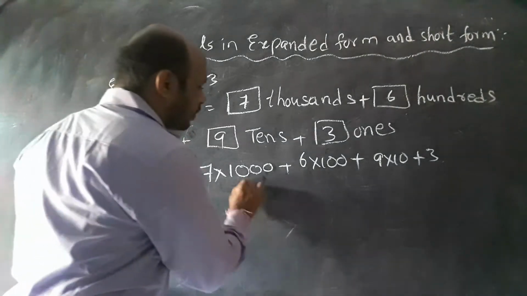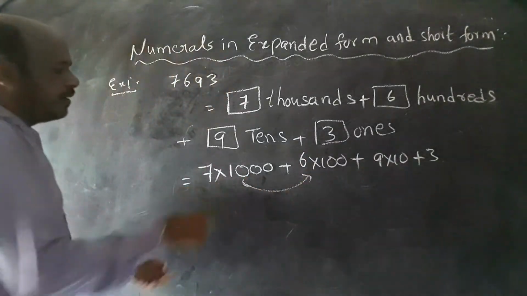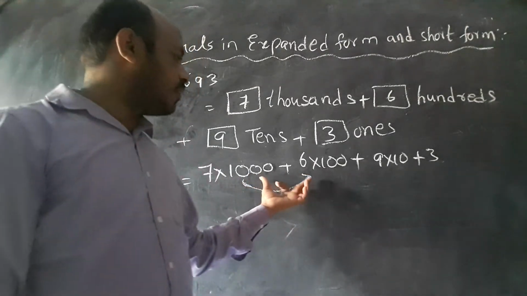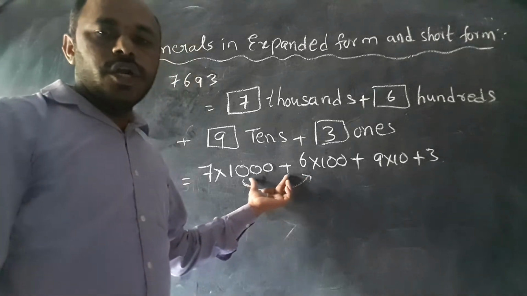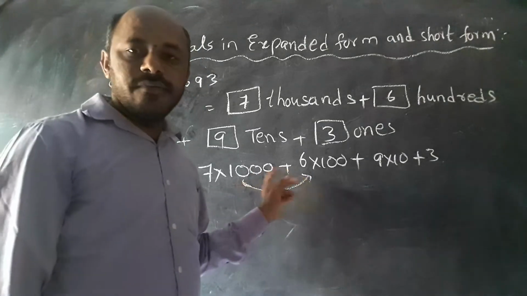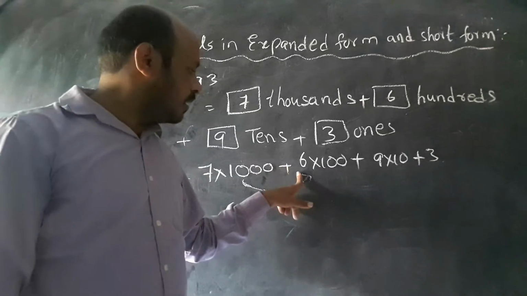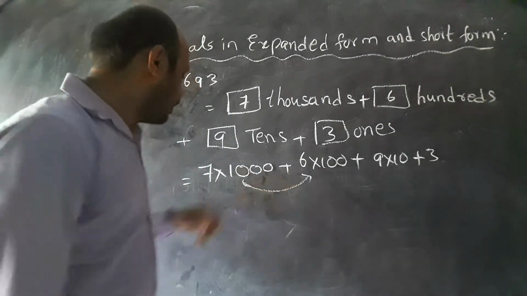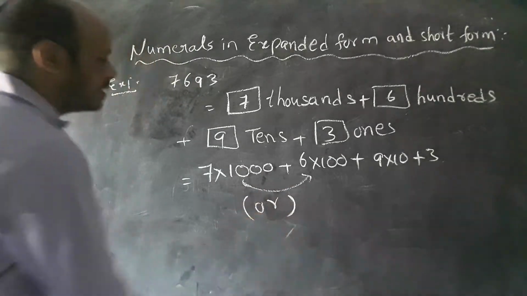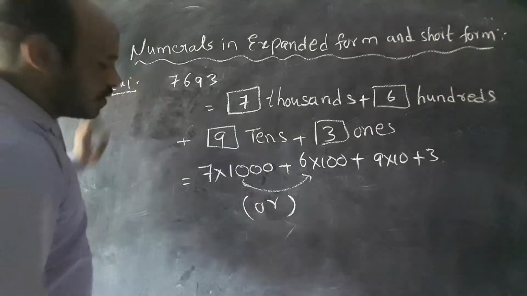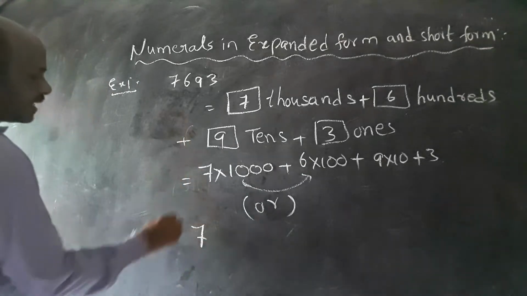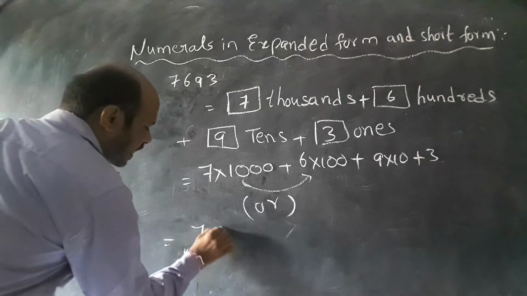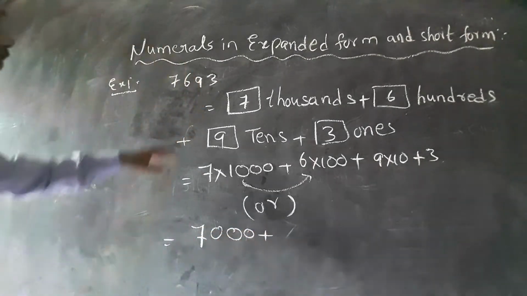Whenever we are writing the expanded form, don't put the digits directly. When the period changes, between two digits we keep the addition symbol. Or if you are not getting that, there is one more method. 7 is directly the first number. After 7, how many digits are there? 1, 2, 3. 3 digits are there. Put 3 zeros.